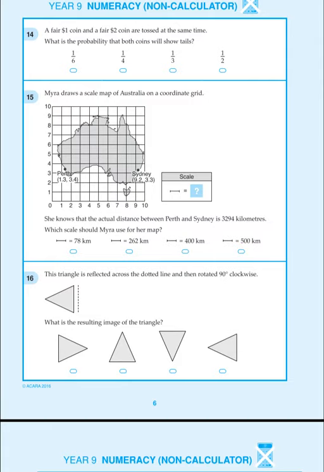A fair $1 coin and a fair $2 coin are tossed at the same time. What's the probability that both show tails? That's 1 out of 2 times 1 out of 2. We multiply numerator by numerator, denominator by denominator. That will end up equaling 1 out of 4.